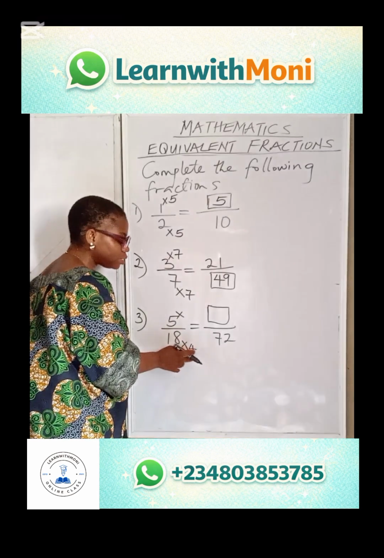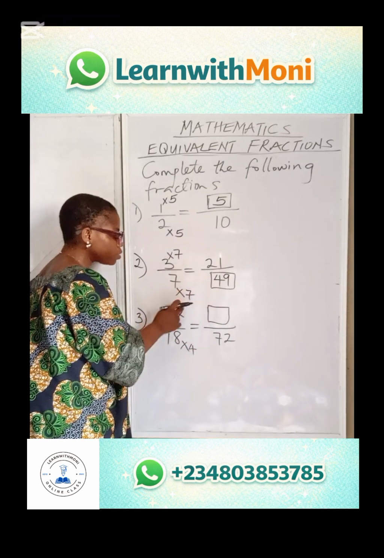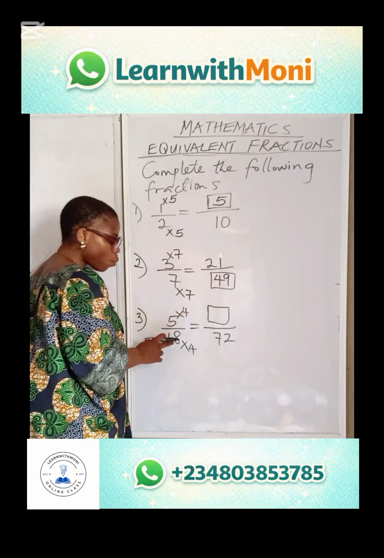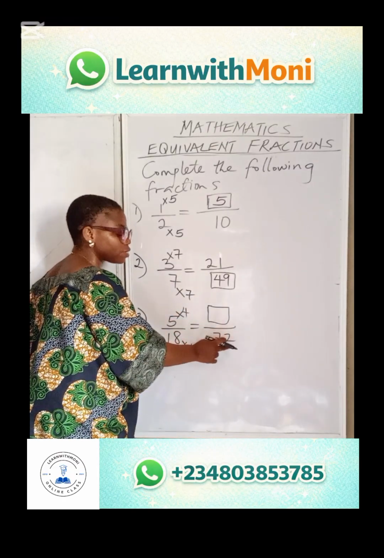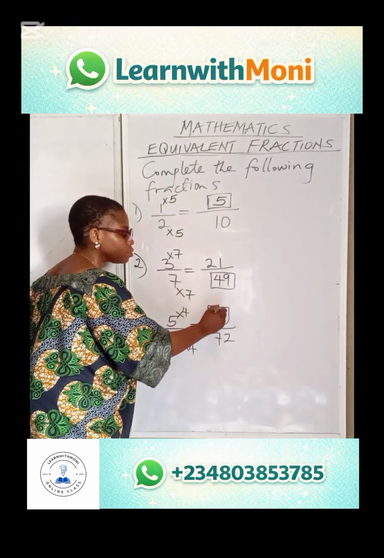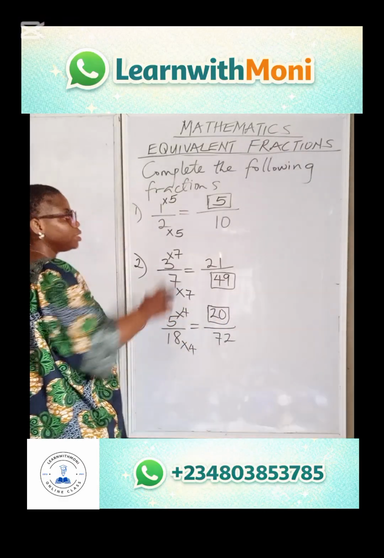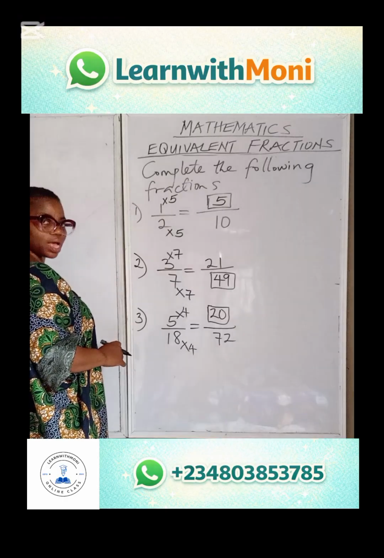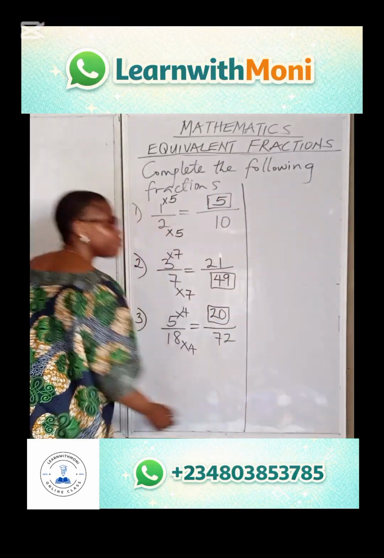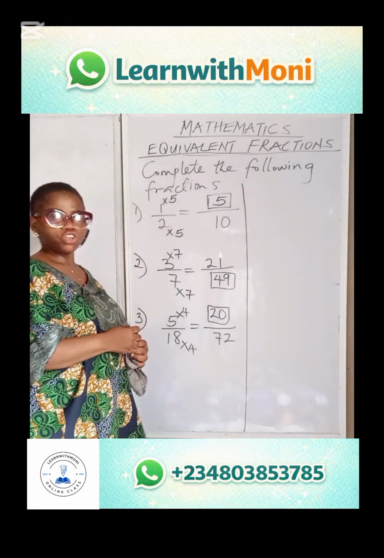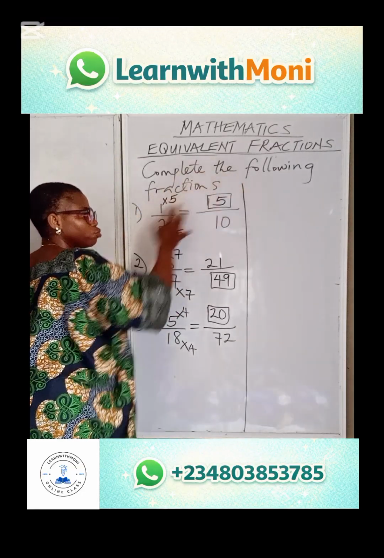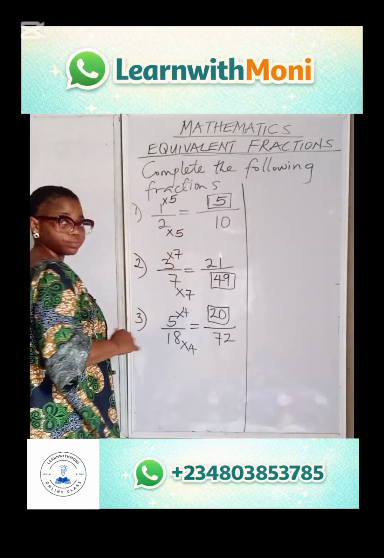The same thing that happened to the denominator must happen to the numerator. So this will also be times 4. While 18 times 4 grew bigger to 72, 5 times 4 will grow to become 20. So these are equivalent fractions and how to solve them. There are some cases where we have fractions shrinking. Here we have fractions growing to have a bigger fraction.